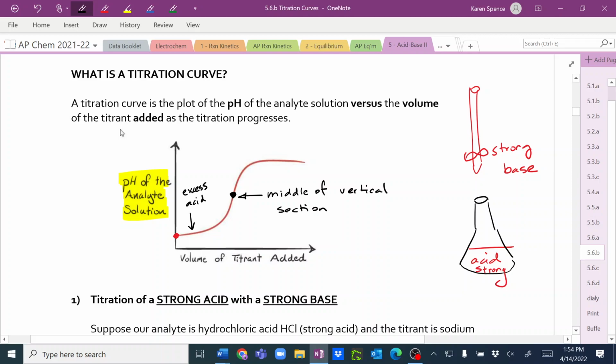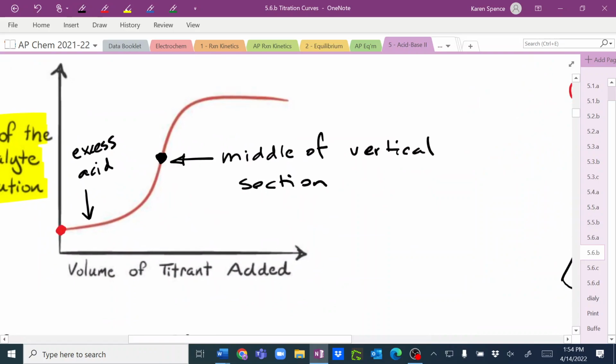Right in the middle of the vertical section, what did we pick when we are right in the middle of the vertical section? We have picked the equivalence point. Middle of the vertical section is our equivalence point. And if we have a strong acid and a strong base together, what pH do you imagine that? Yeah, that's at pH 7. Okay, so that's going to be pH 7 right there.